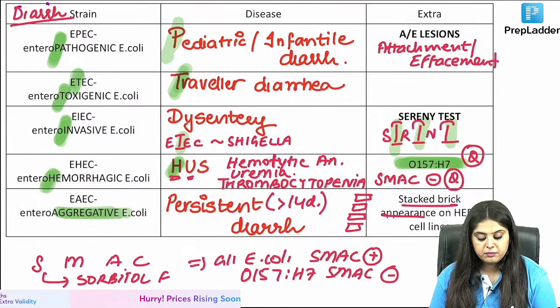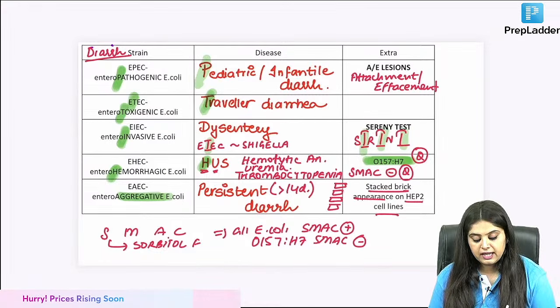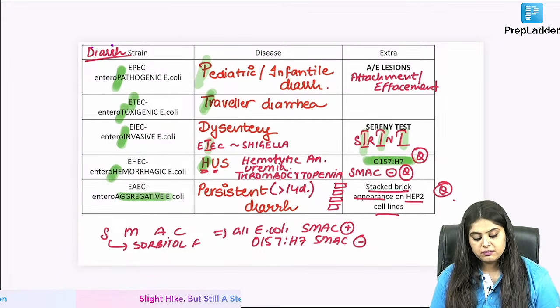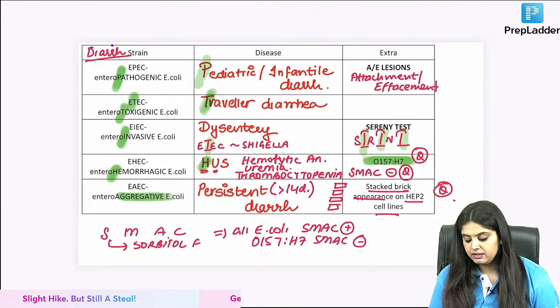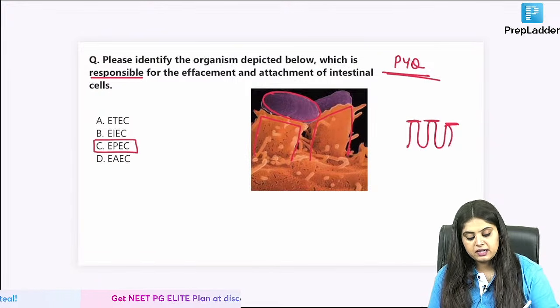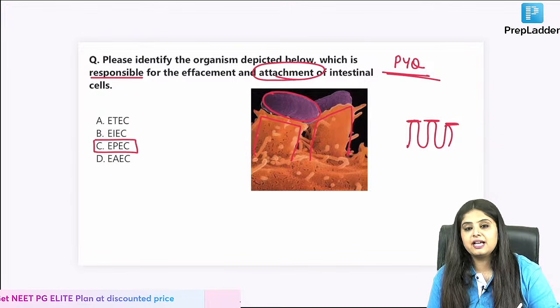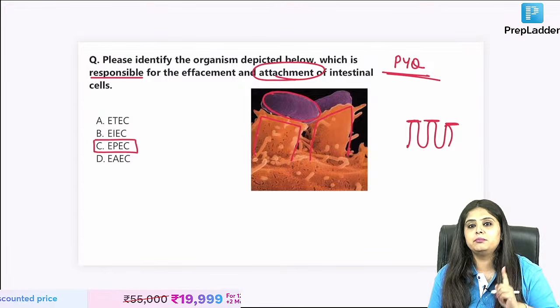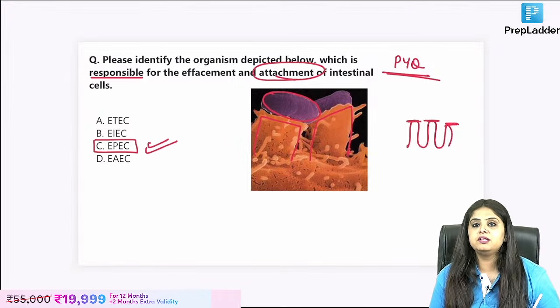This is the stacked brick appearance on HEp-2 cell lines. Another question: stacked brick appearance on HEp-2 cell line. Perfect. Coming back, first I asked you about the attachment effacement lesion. Attachment is seen in children, meaning pediatric diarrhea. Pediatric diarrhea means EPEC.